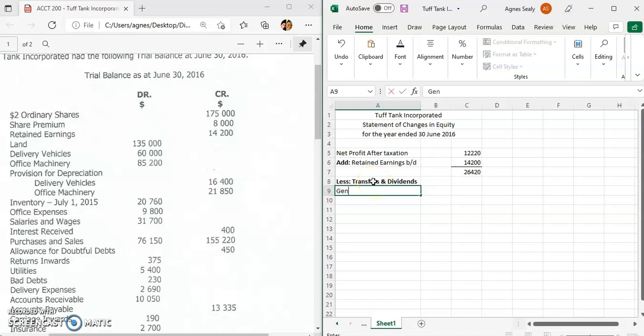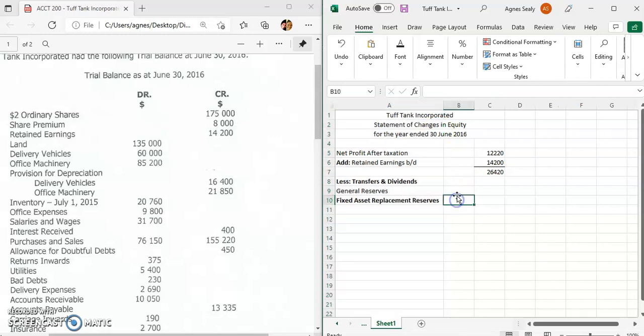So let me just give an example. General reserves, fixed asset replacement reserve, just put 2. So whatever those figures would have been, there isn't any in this question, so just put 0. So let's say that it was $1,500 for general reserves, and let's say it was $1,300 for fixed asset.